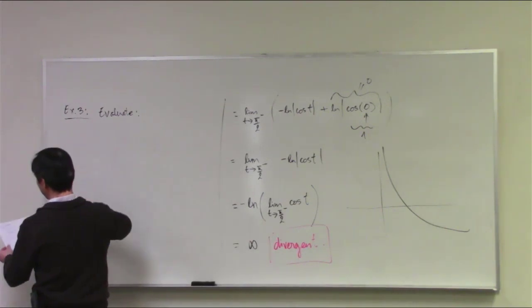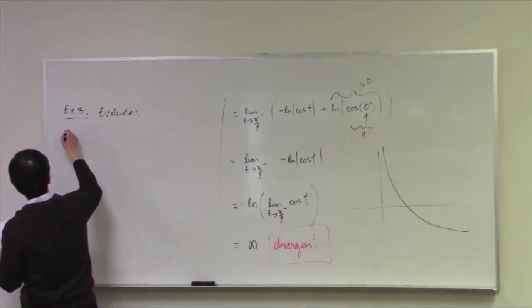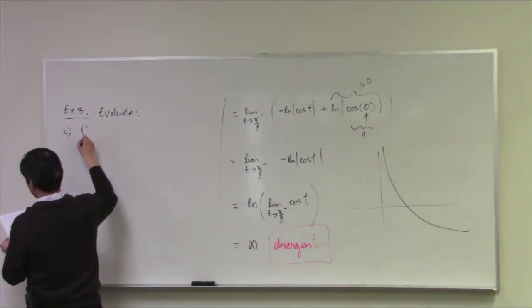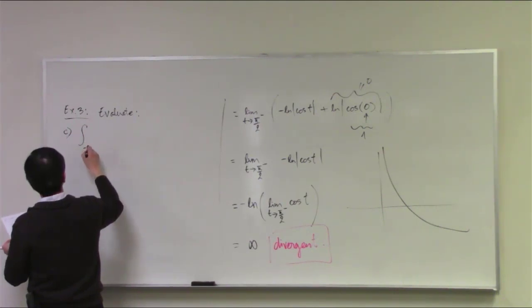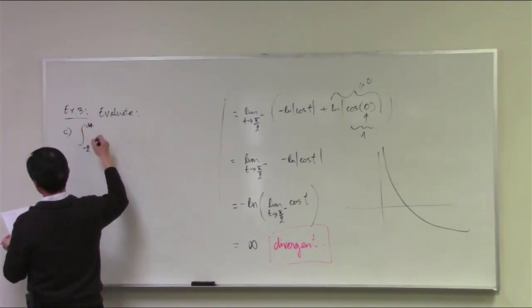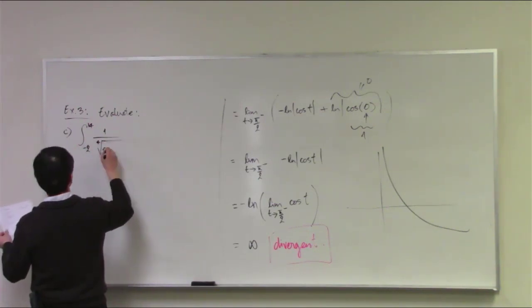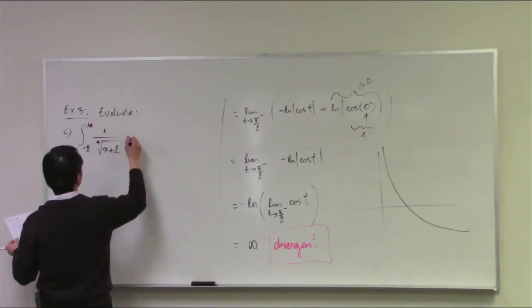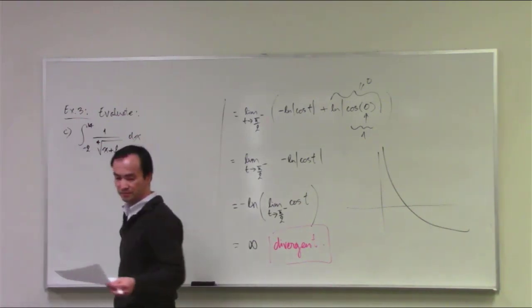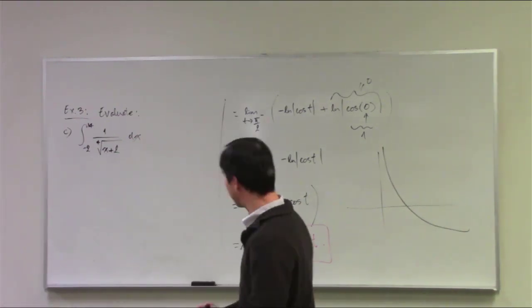How about part C of the example? The integral from -2 to 14 of 1 over the 4th root of x plus 2 dx. Go ahead, spend time writing it down.